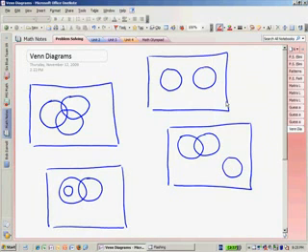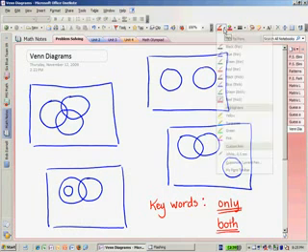There's a couple other things that you need to be aware of. There are some keywords that you should look for in the clues. For example, if you see a clue that says the word only, that would tell you exactly the correct number that fits in a specified spot of a circle. You might also see the word both, and that will tell you that the number is going to share a spot.